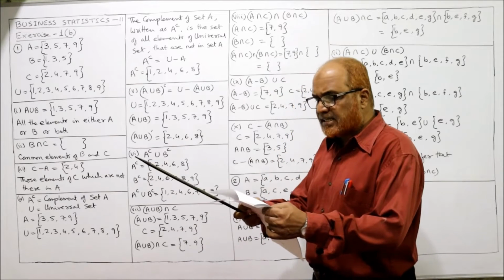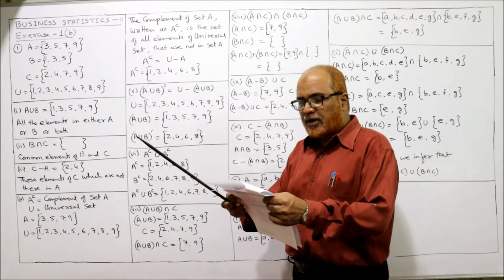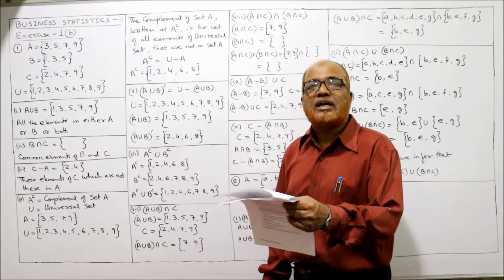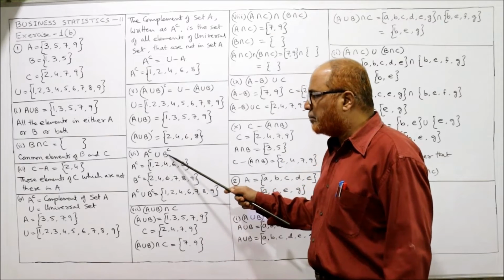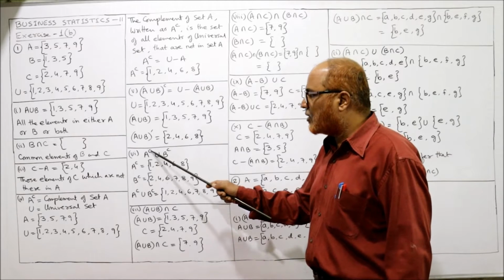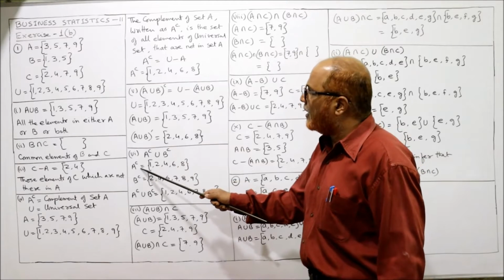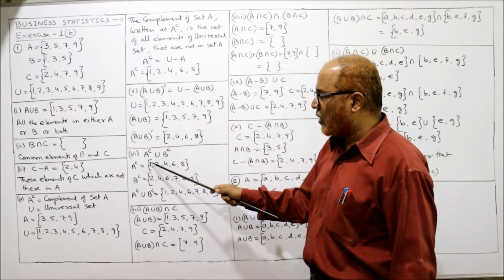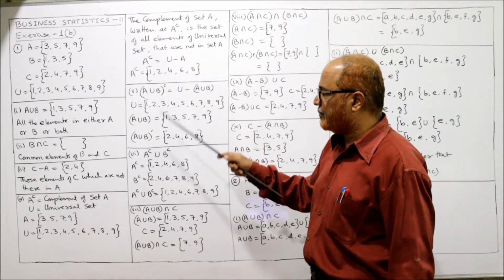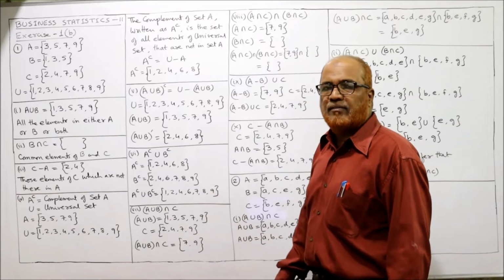Now, sixth point. The sixth point is A complement union B complement. Carefully use. So we require A complement, and we require B complement. A complement we have already calculated: 1, 2, 4, 6, 8. Now B complement we will see.